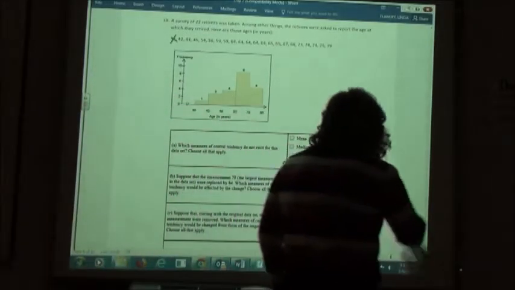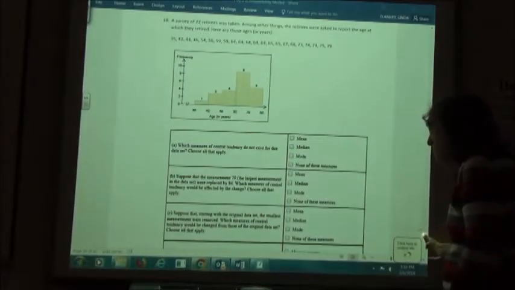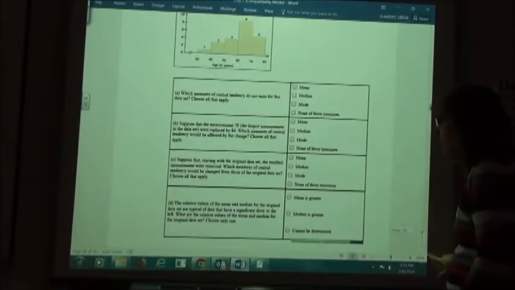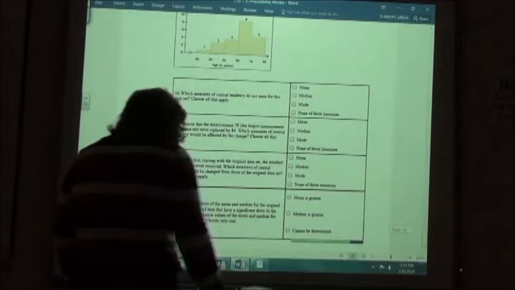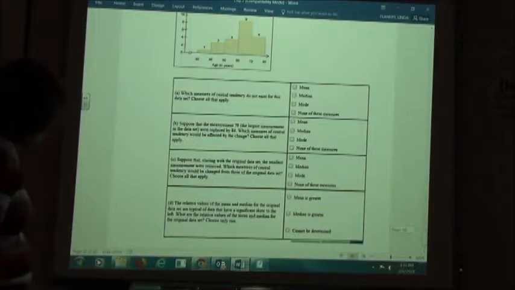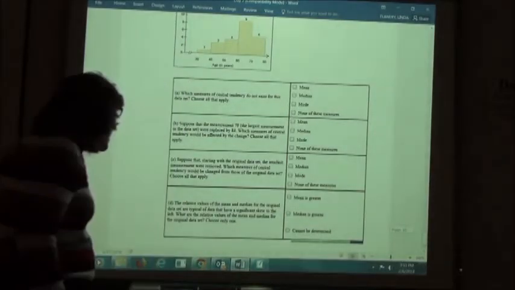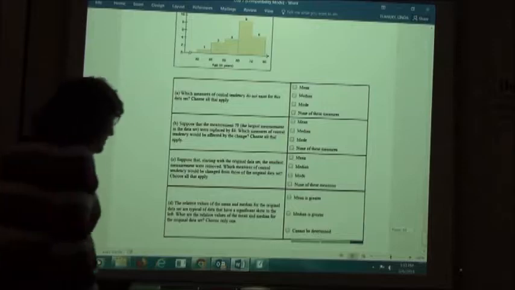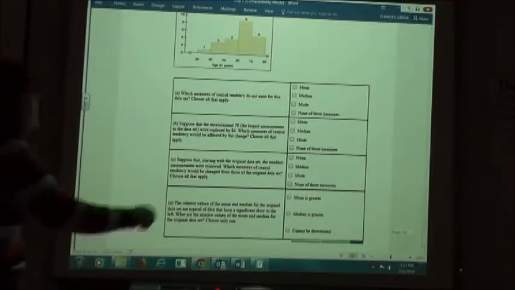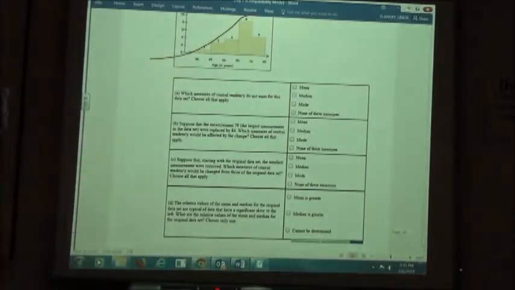And what does that last question say? The relative values of the mean and the median for the original data set are typical of data that have a significant skew to the left. What are the relative values of the mean and the median for the original data set? Choose only one. So, if I'm looking at this and it's skewed towards the left, which means, again, that the tail goes off to the left, is your mean going to be greater, your median greater, or you can't determine?